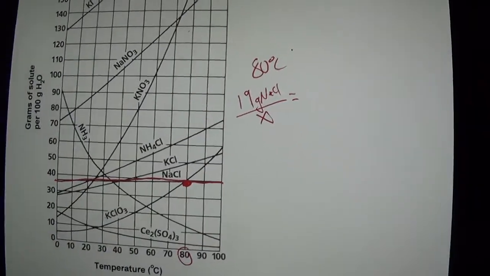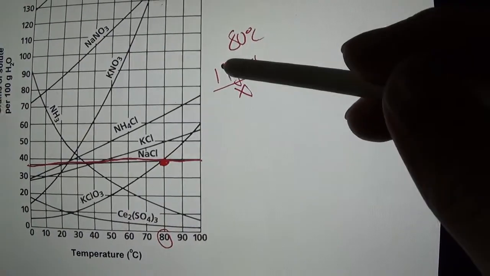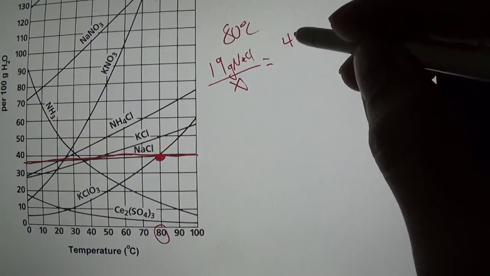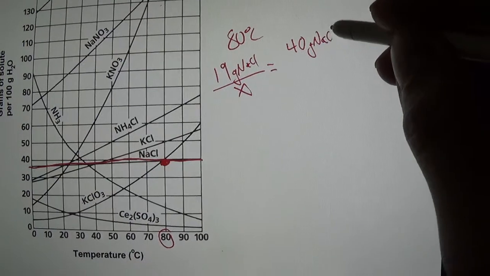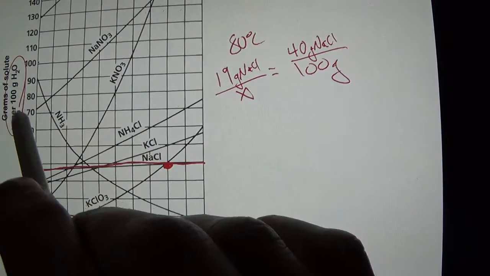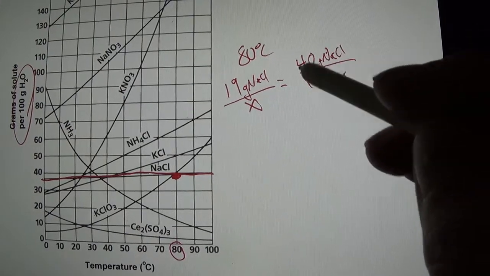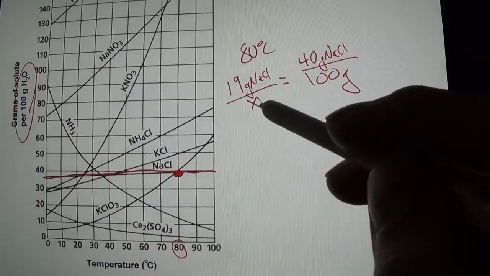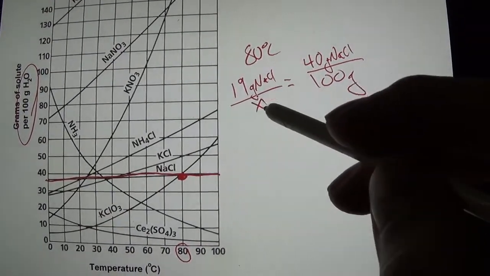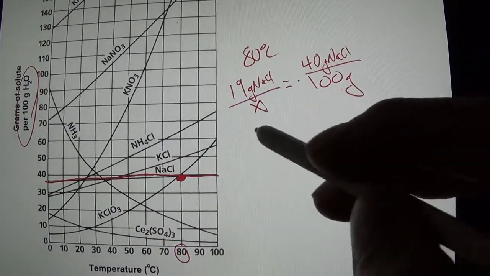So at 80 degrees, I can dissolve 40 grams in 100 grams of water, but I'm only having 19 that I want to dissolve. Well, it's just a ratio. If 40 grams of sodium chloride can dissolve in 100 grams of water, see, that's where that grams of water over there on the side is coming in to help us. If I can dissolve 40 grams in 100 grams of water, then how much water will it take to dissolve 19? So it's just a proportion. And I just put X where I wanted it. That is the minimum amount of water to dissolve that. And now I just need to solve for X.